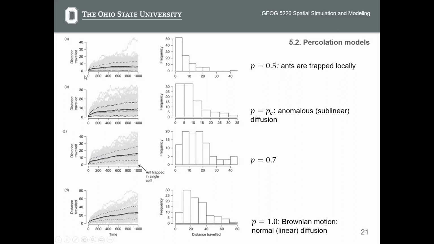So you can see that these ants cannot travel very far. Most of them cannot travel further than 20 units away after 1,000 steps, which means they are trapped locally. Two reasons. Firstly, they are all blind. That's reason one. Secondly, the proportion of occupied cells is just too low. There is only half of the cells occupied, so they cannot travel too far.